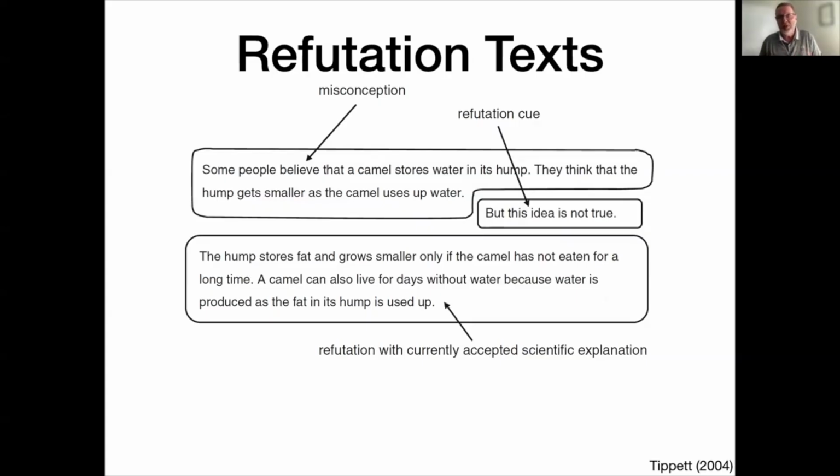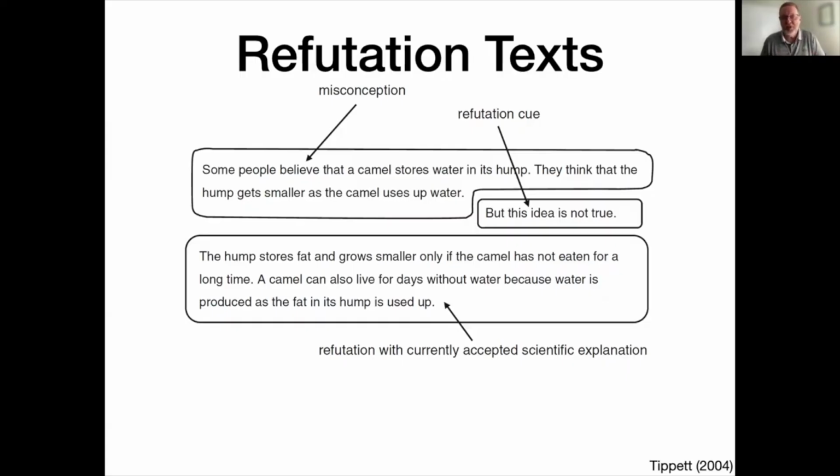So basically, a refutation text in that case is a text with a very strict structure. It begins with the explicitation of a very common misconception. In this case, that the camel stores water in its hump. It's followed by a refutation cue, where we say this is not true or this is false or don't believe that sort of thing. And it's followed by an explanation based on the scientific understanding of the phenomenon. In this case, the hump of a camel does not contain water. It contains fat that can be transformed into water as need be.